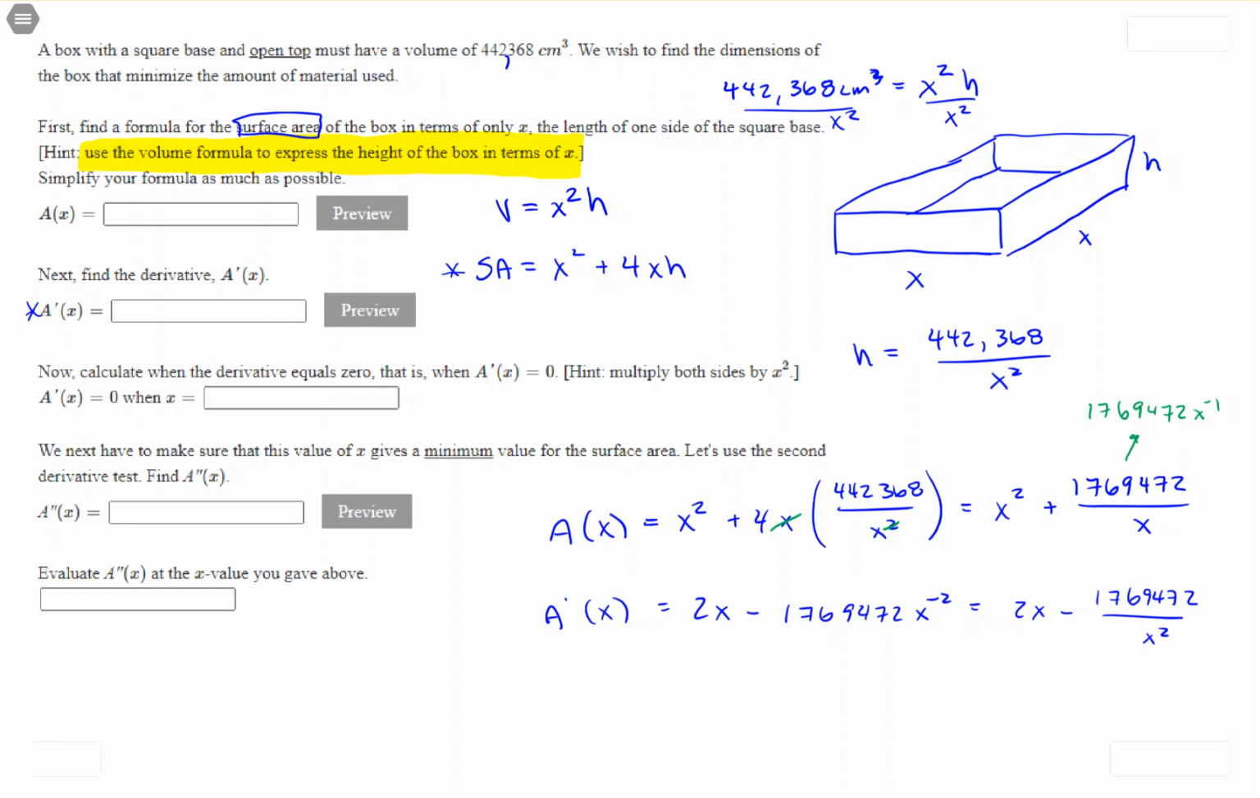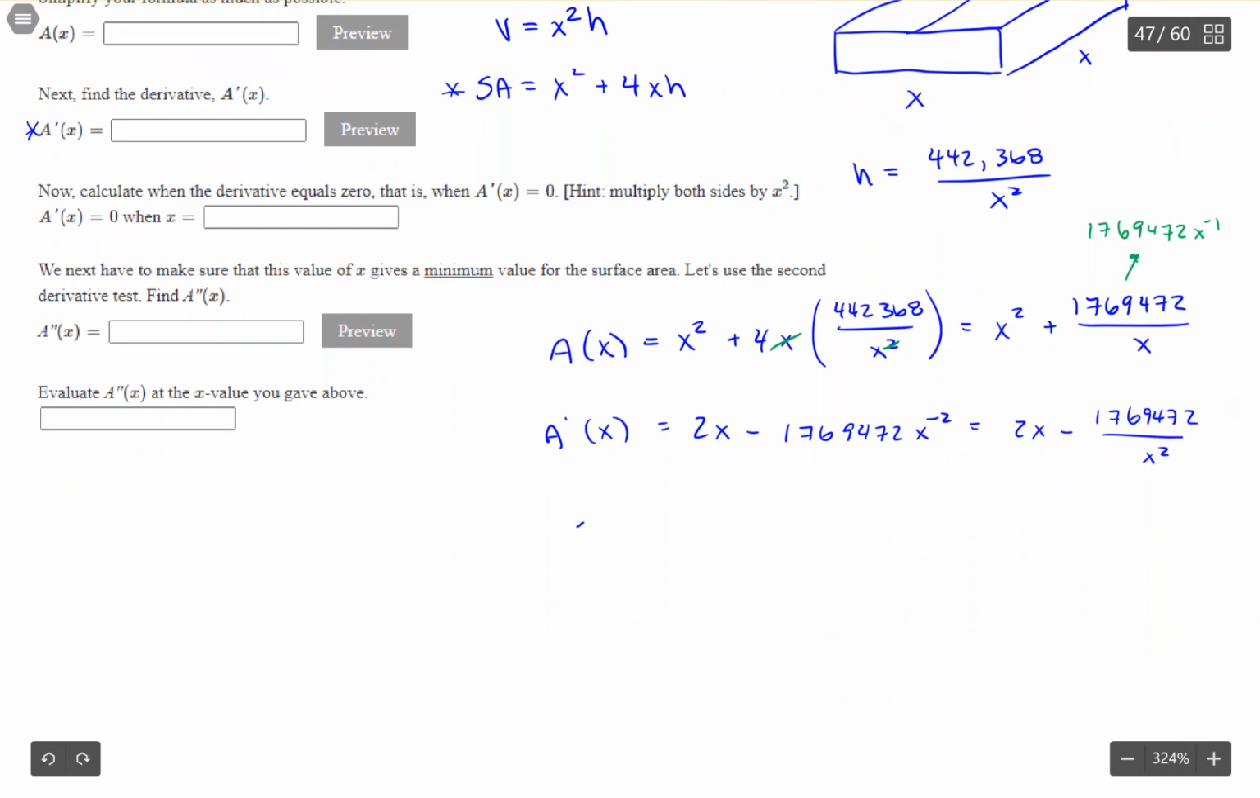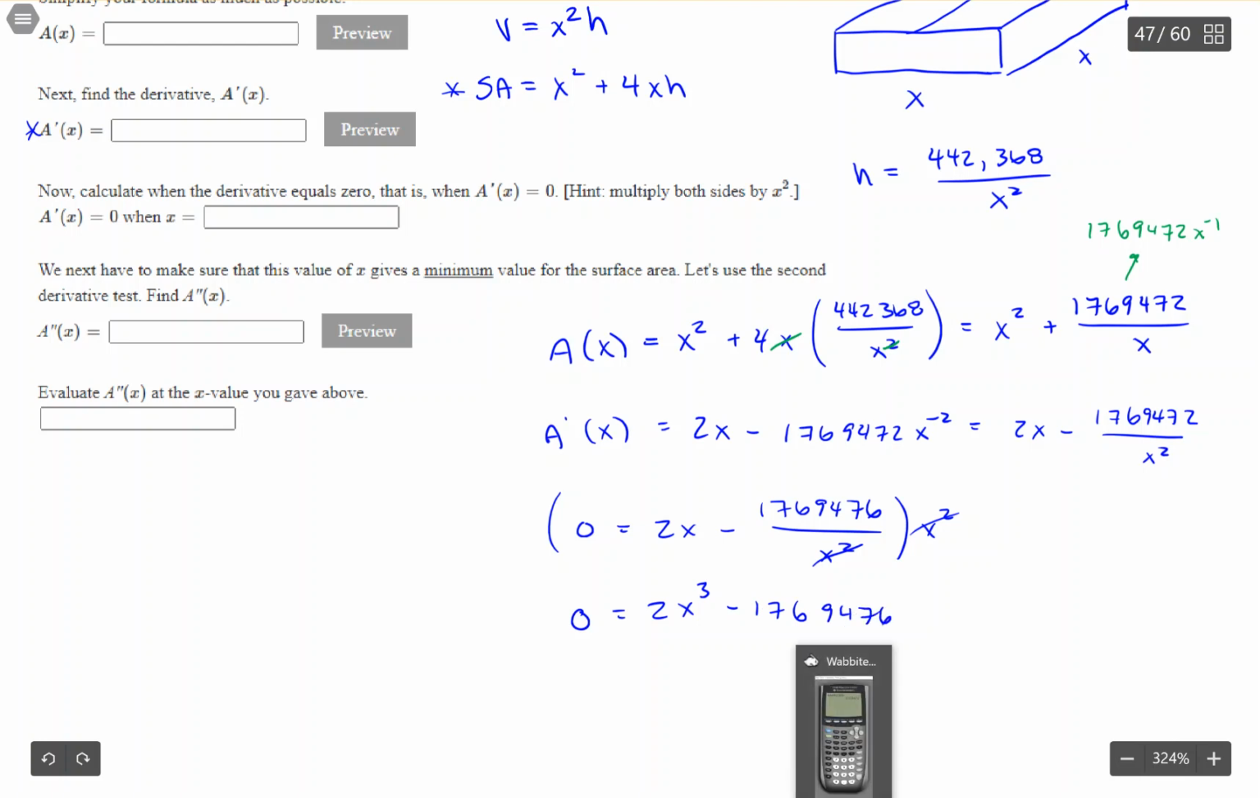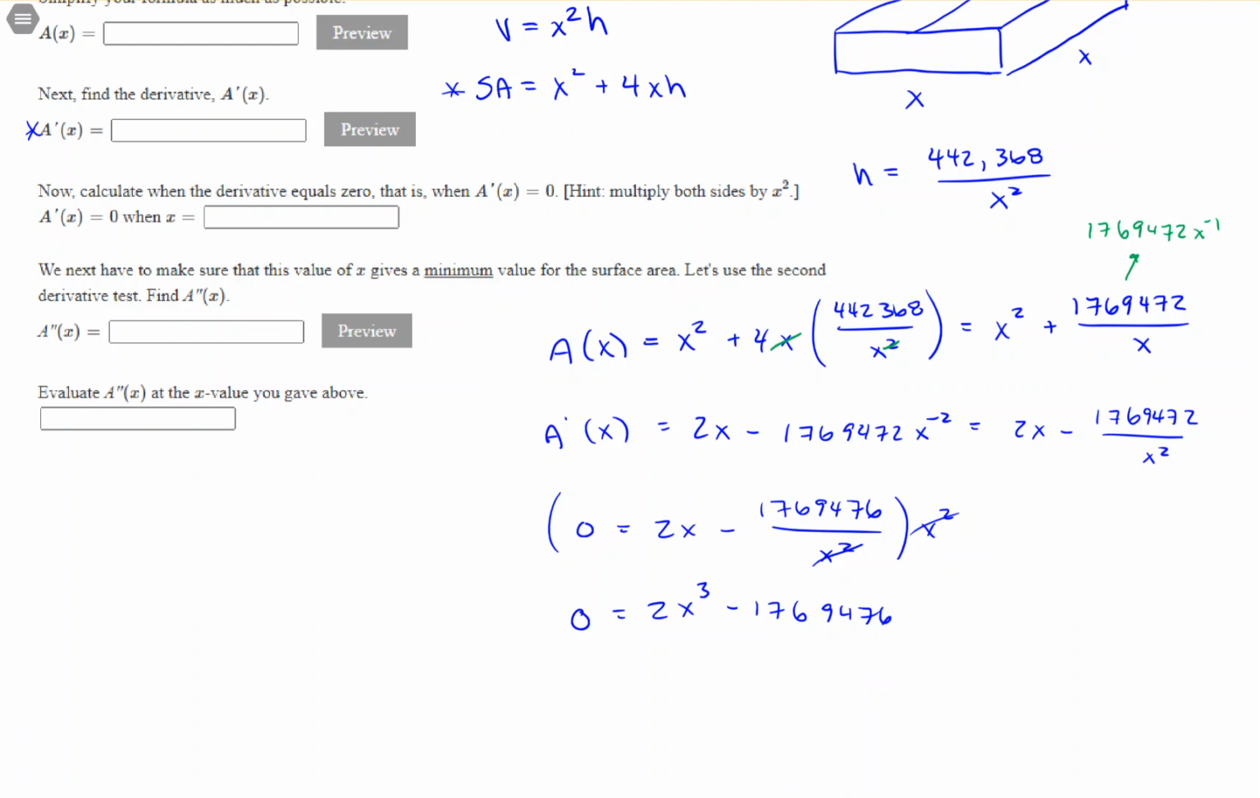Now, calculate when the derivative is equal to 0. So if I set this derivative equal to 0 and try to solve, I could multiply both sides by x squared. 0 times x squared is still 0. This would be 2x cubed. These squareds would cancel, so minus 1,769,472. And I'm certain that I'm going to miscopy that number at one step and regret it. And honestly, looking back here, I think I have already done that. So let me fix this. 472 it was.